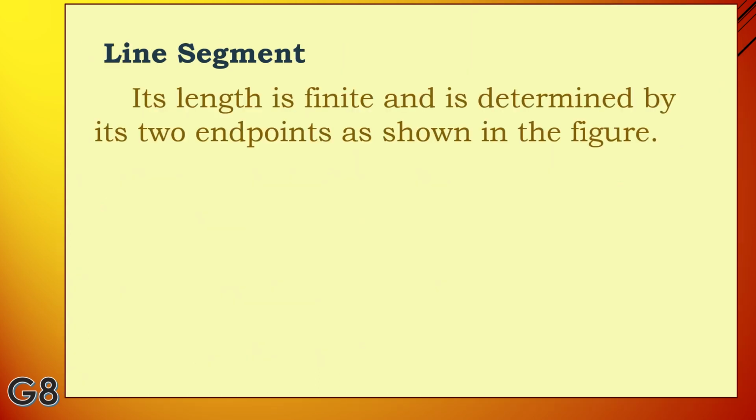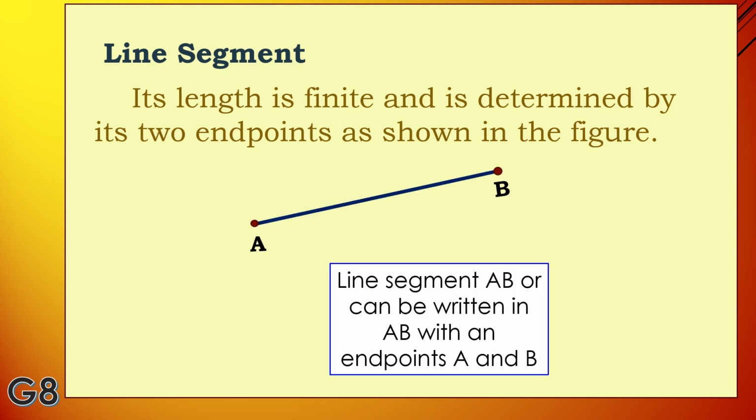Next is line segment. Its length is finite and is determined by its two endpoints as shown in the figure. So this figure can be named as line segment AB or can be written as AB with endpoints A and B.